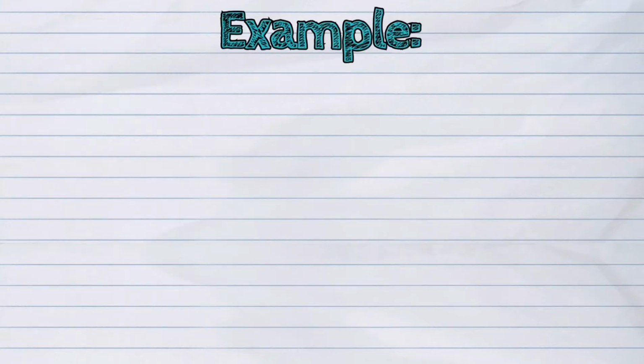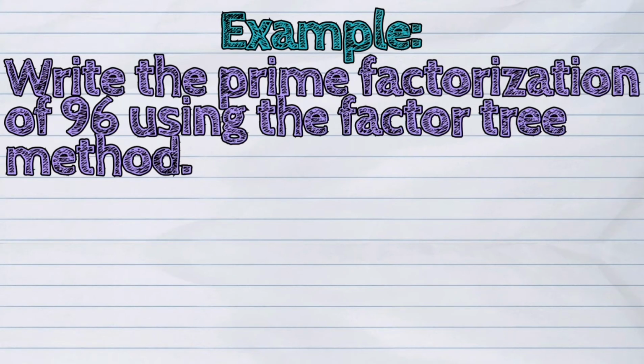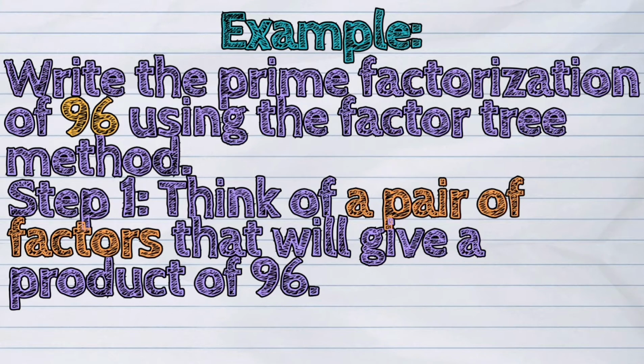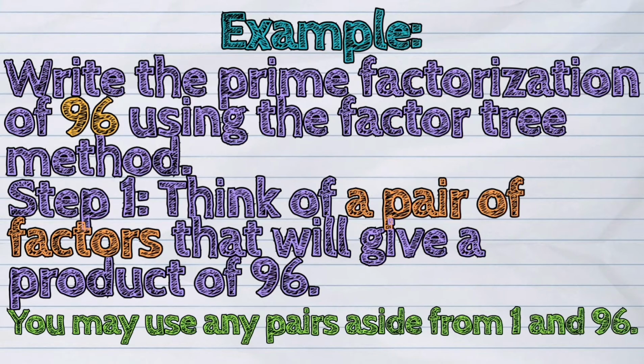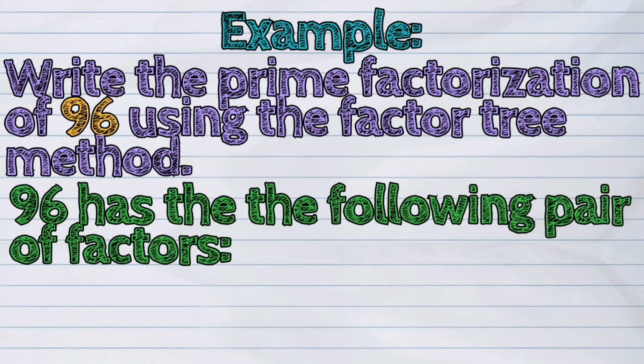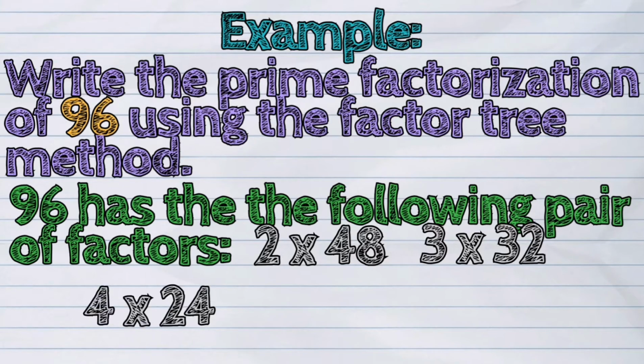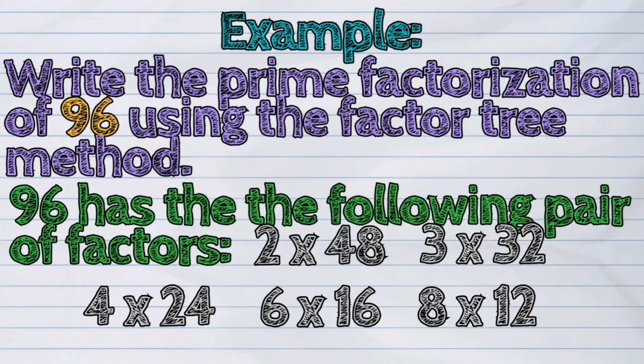Let's have an example. Write the prime factorization of 96 using the factor tree method. Step 1. Think of a pair of factors that will give a product of 96. You may use any pairs aside from 1 and 96. 96 has the following pair of factors. 2 times 48, 3 times 32, 4 times 24, 6 times 16, and 8 times 12. So let's choose 3 and 32.